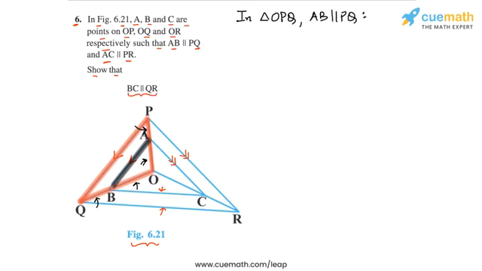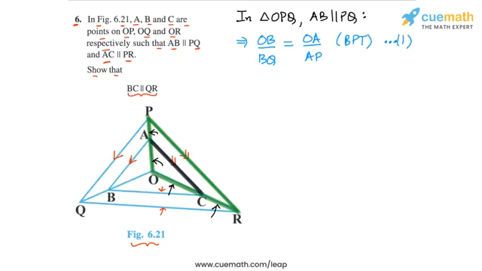So this would mean that AB divides OP and OQ into the same ratio. So OB by BQ will be equal to OA by AP, correct? So this is the basic proportionality theorem, and let's call this equation 1. Then let's consider the second triangle OPR and apply the BPT to this triangle.